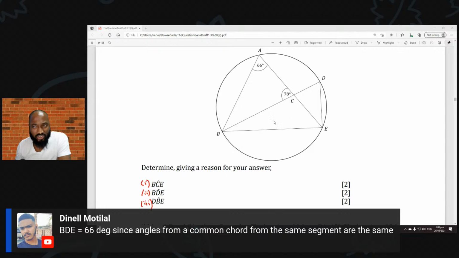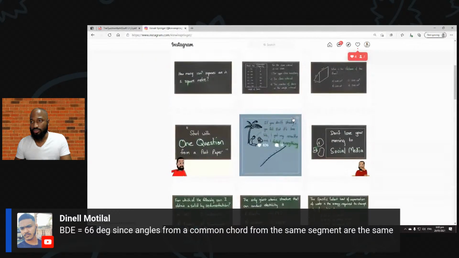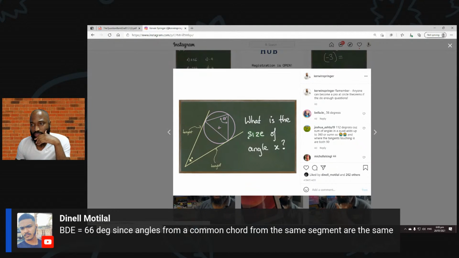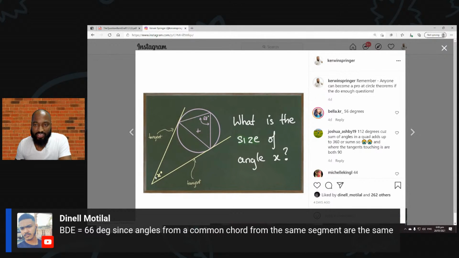There were 3 really challenging questions that I placed on my Instagram that I want to bring up now, and then we're going to go on. We'll determine if people had the right answers for these questions. So on my Instagram, there's this one. What is the size of angle X here? Can anybody tell me what the size of angle X is?